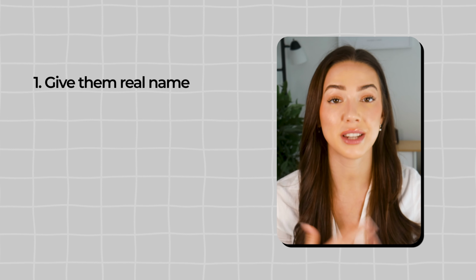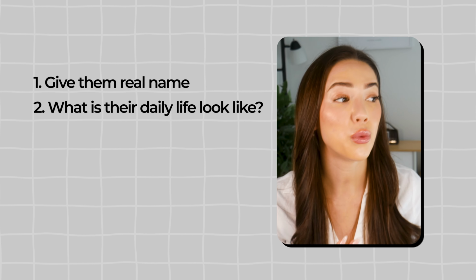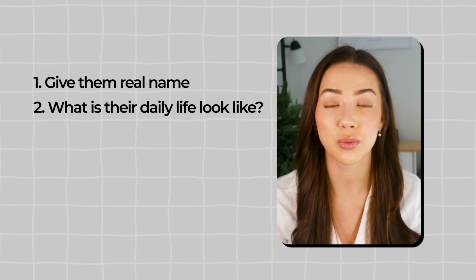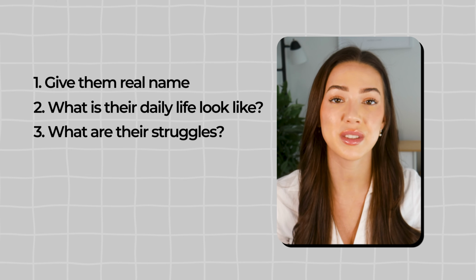I want you to write a detailed description of your ICA and really dive into this. Starting off with their name is number one, so give them a real name. This does make them feel like a real person. Two, what does their daily life look like? Like, what are their habits? Do they have kids? What is their routine? And three, what are their struggles? So what keeps them up at night?